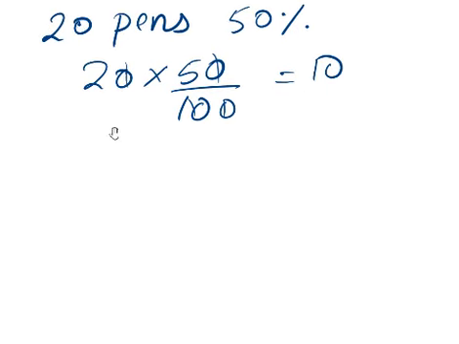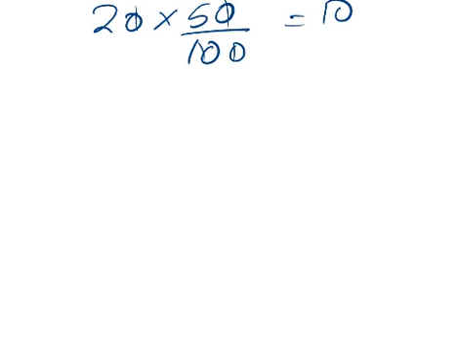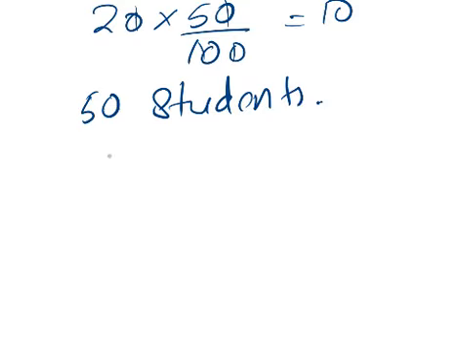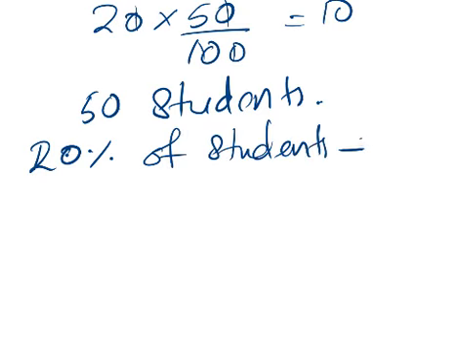Okay, then we know the total is 100. So the total percentage means it's 100 percentage. So suppose your class has 50 students, and 20 percentage of students are boys. Then how can you find the number of girls in your class?